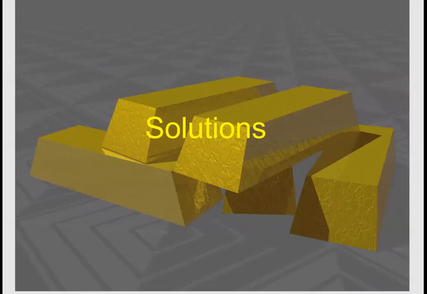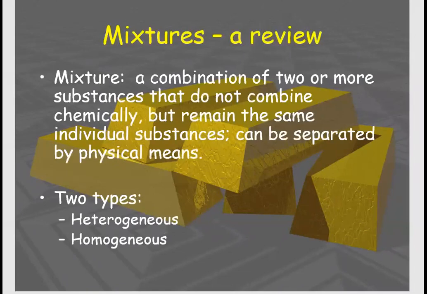Okay, so let's start our lesson. Our lesson for this afternoon is about solutions. So here is just a quick review. When we say mixture, it is a combination of two or more substances that do not combine chemically but remain the same individual substances and can be separated by physical means. So there are two types. First is heterogeneous and the second one is homogeneous.